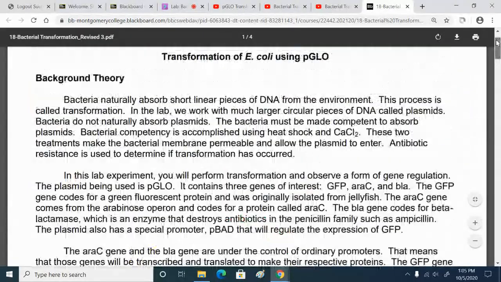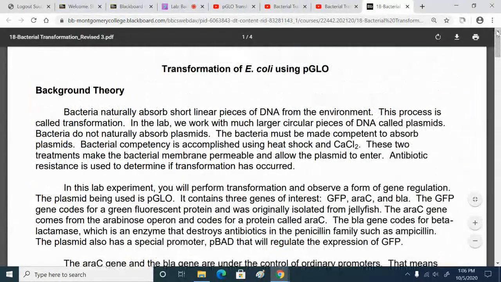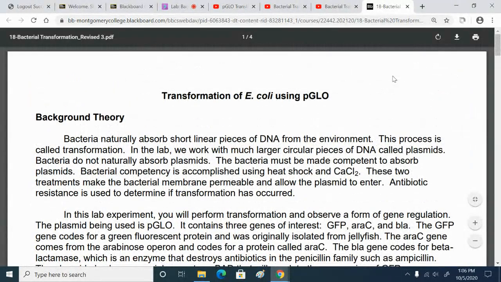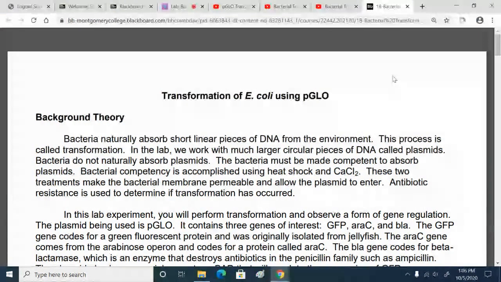So this is the handout on transformation. And the organism that we use is E. coli. And we're going to use a special plasmid, pGLO. Remember, we talked about how bacteria naturally absorb short linear pieces of DNA from the environment. And that process is called transformation. But in the lab, we do not work with short linear pieces. We work with circular pieces of DNA called plasmids.